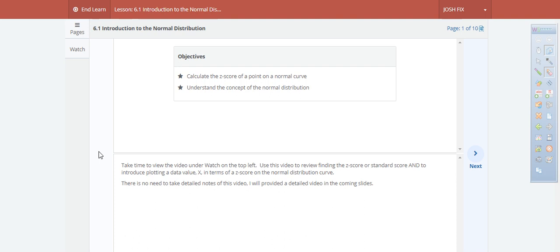Use this video to review finding the z-score or standard score, and to introduce plotting a data value x in terms of a z-score on a normal distribution curve. There's no need to take detailed notes of this video, the one up here, the watch. I'll provide a detailed video in the coming slides. But it's good to watch this; it's short, a couple minutes long, and it gives you an overview and gets you hearing and speaking the language of what's going on.